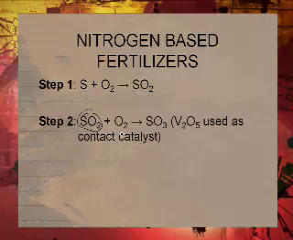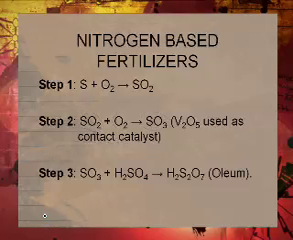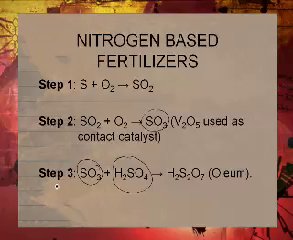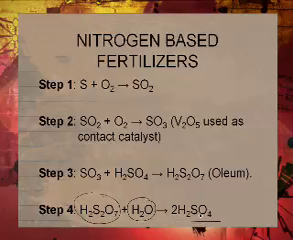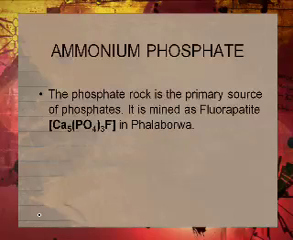Step two, the sulfur dioxide reacts with oxygen to give us sulfur trioxide in the presence of vanadium oxide, which is used as a catalyst, and it's a contact catalyst, hence the word contact process. Then the sulfur trioxide produced there is made to dissolve in concentrated sulfuric acid to produce a compound called oleum, which is H2S2O7. This compound oleum, H2S2O7, is dissolved in water to give us sulfuric acid, H2SO4. That is how the contact process unfolds.